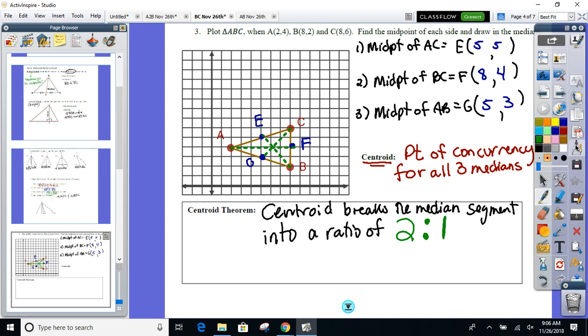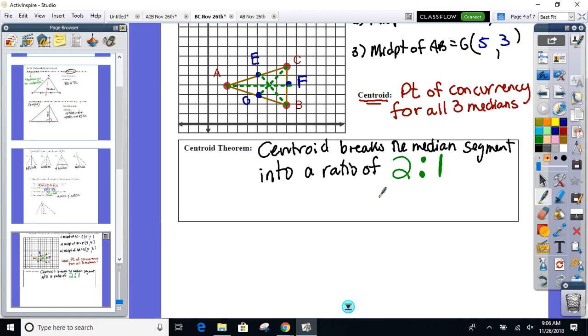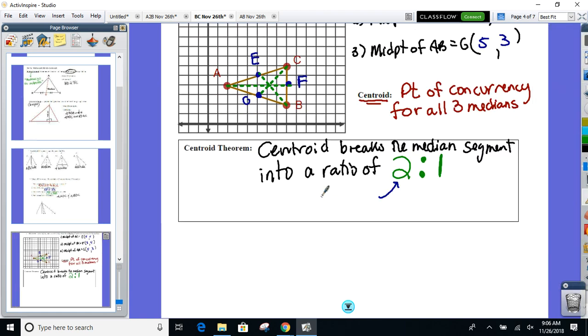Here's what I mean. The 2 part, that's from vertex to median. Or centroid, excuse me, vertex to centroid. And I'll show you what I mean on the diagram in a second. The 2 part is the distance from the vertex to the centroid. The 1 part, centroid to... What's the other point at the end there? Midpoint.